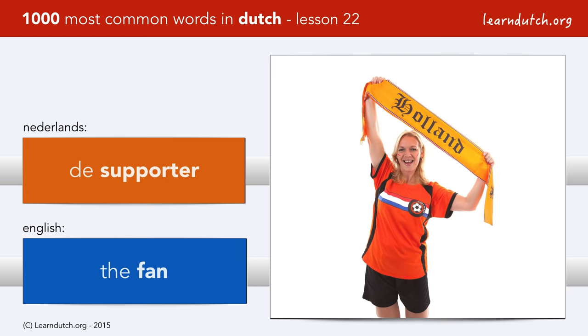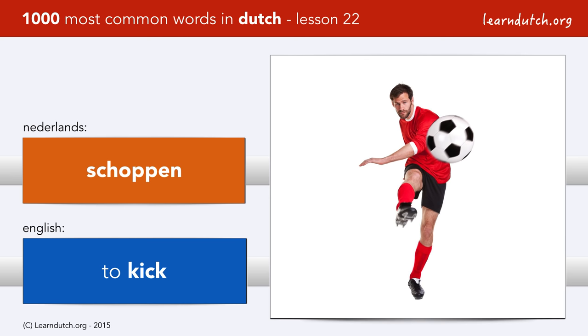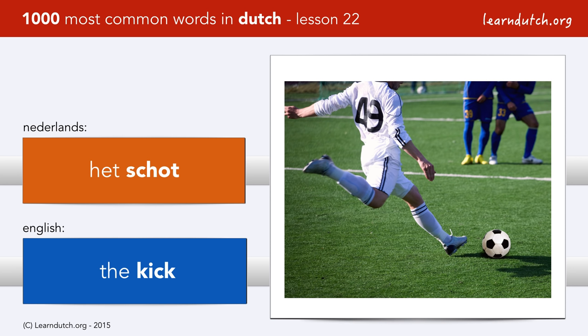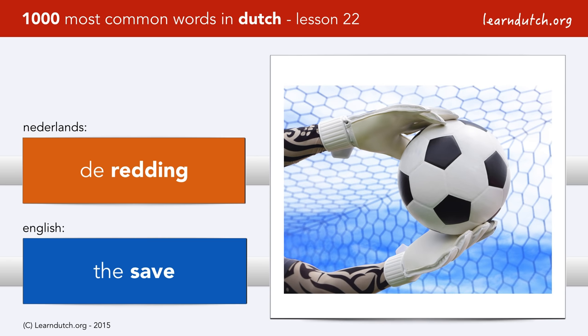Schoppen. The noun is de schop, or more frequently used, het schot. Het schot, which comes from the verb schieten, which means to shoot. De redding. And the verb is redden.